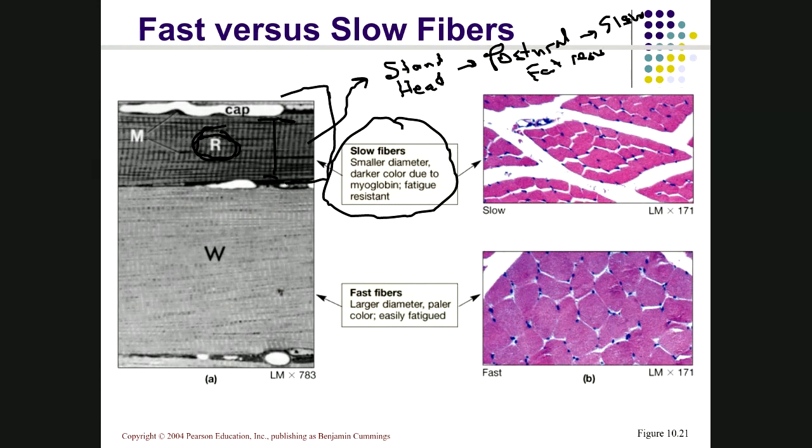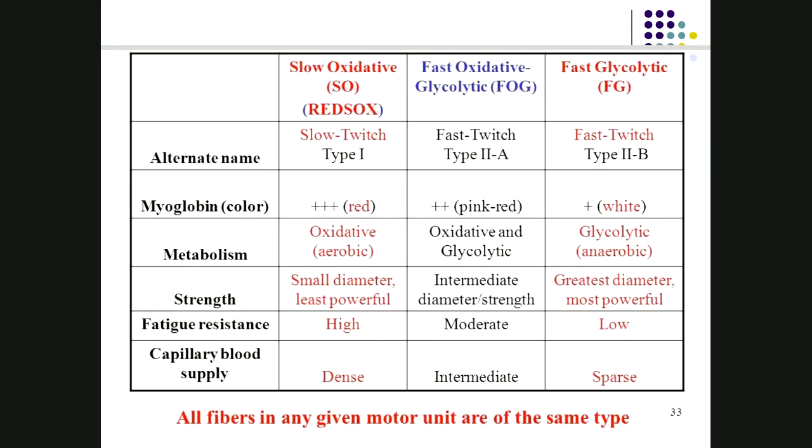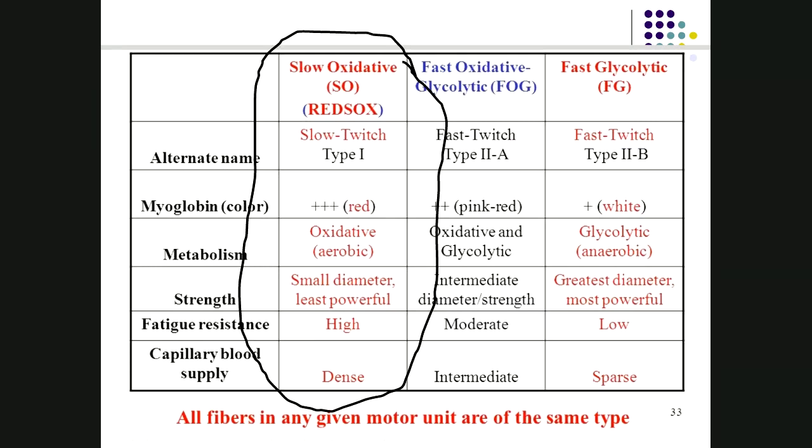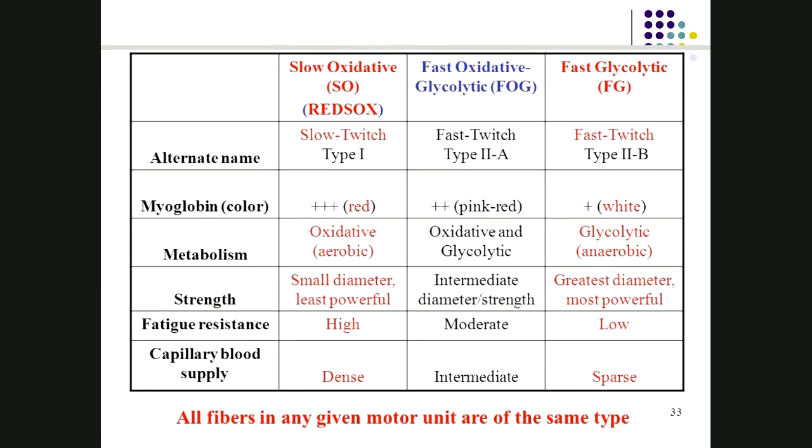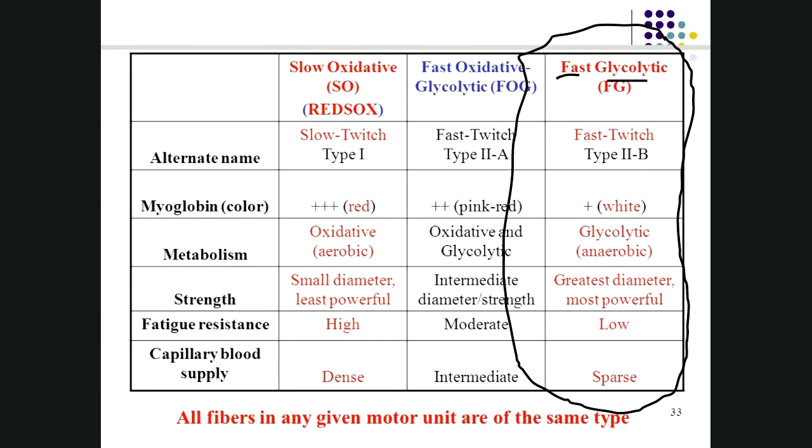And so when you look at them, they look like this, or here they are in cross section. So these are red socks. They're red, they're slow, and they're oxidative. Let's skip over and look at these over here. So these are called fast glycolytics. They're called fast because that's exactly right.